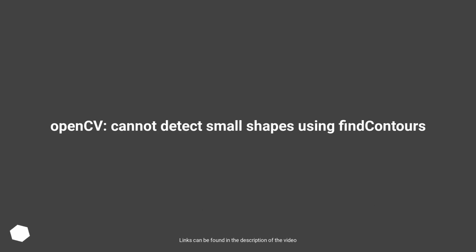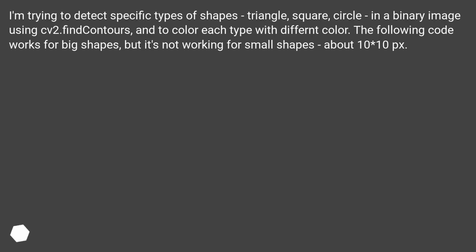OpenCV cannot detect small shapes using findContours. I'm trying to detect specific types of shapes, triangle, square, circle, in a binary image using cv2.findContours, and to color each type with different color. The following code works for big shapes, but it's not working for small shapes, about 10 times 10 px.